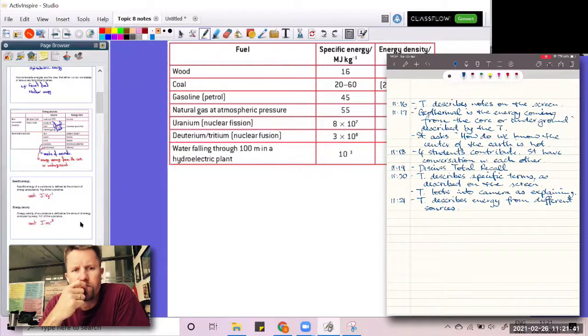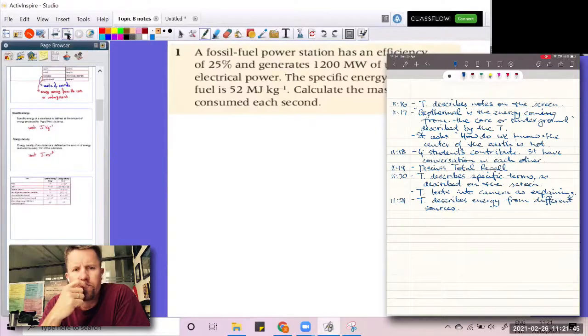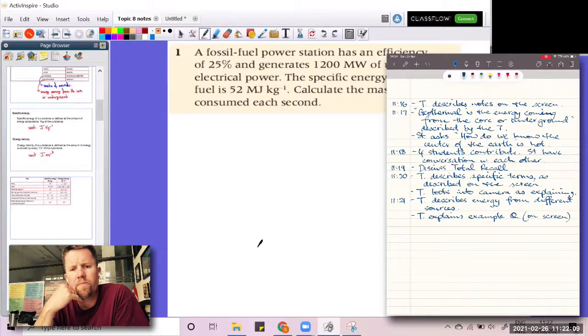Okay, so this is for the energy density and the specific energy. Now, some examples just for us to practice and to get an idea of what kind of questions you would get. So it says we have a fossil fuel power station that has an efficiency of 25% and generates 1,200 megawatts of useful electrical power. The specific energy of the fossil fuel is this much. We need to find the mass of fuel consumed each second.